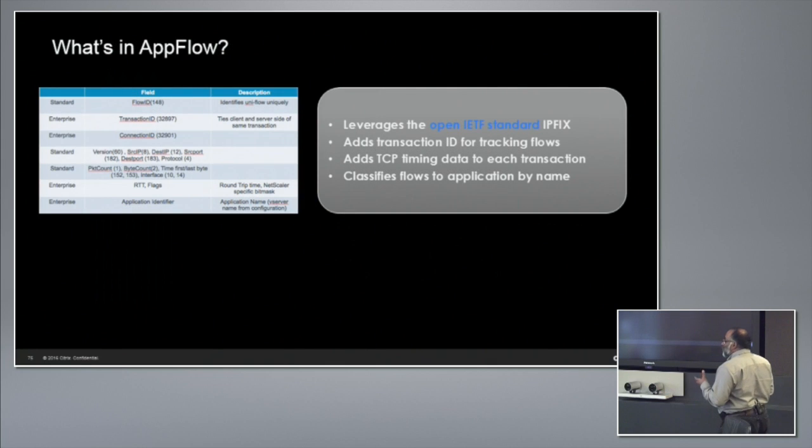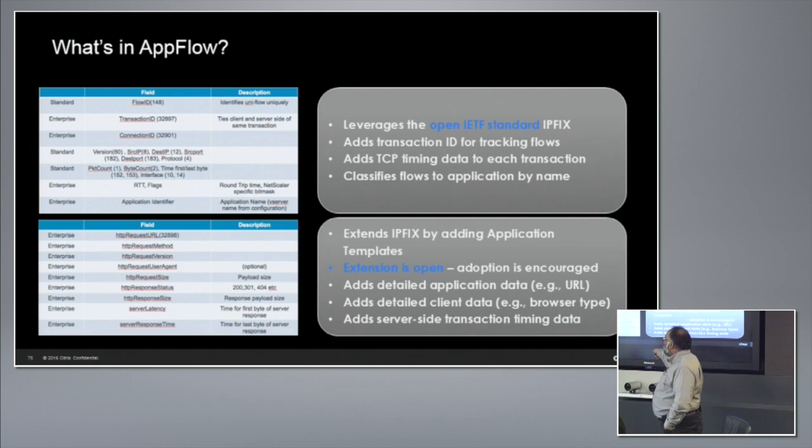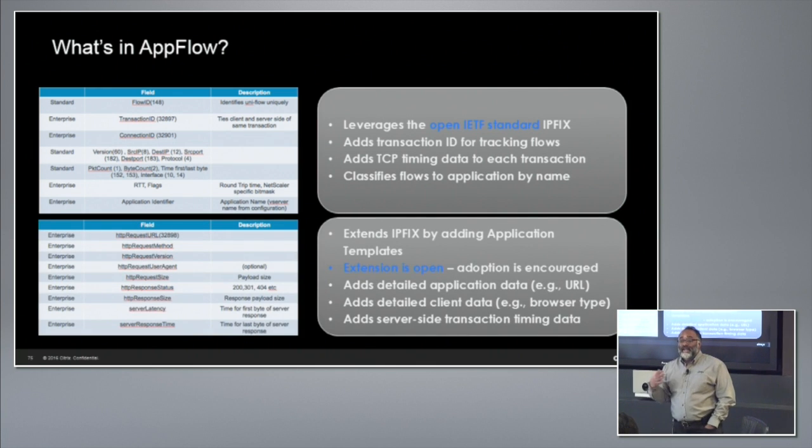So what do they look like? Well, we know it's text-based information. As you can see here, here's an example of the fields and packets we captured. What we've done is add things like transaction ID, TCP timing data, and classifying the flows by name, in addition to all the layer 7 information that the NetScaler gets because it sees that traffic. So now you've got much more detailed, granular layer 7 application level data.